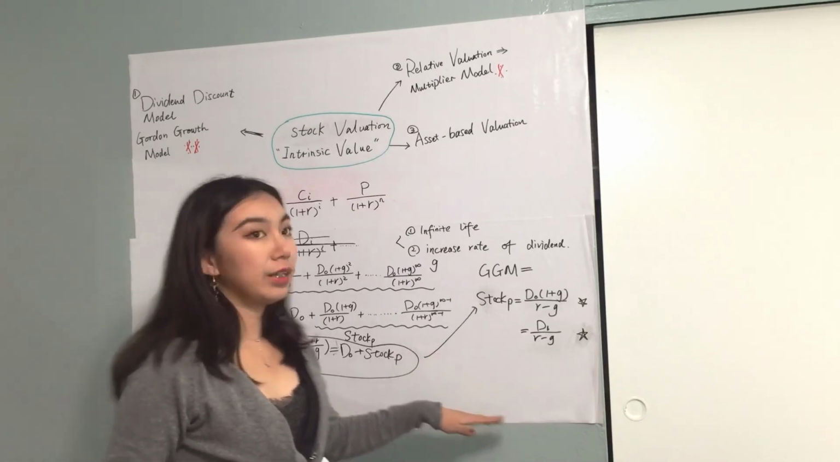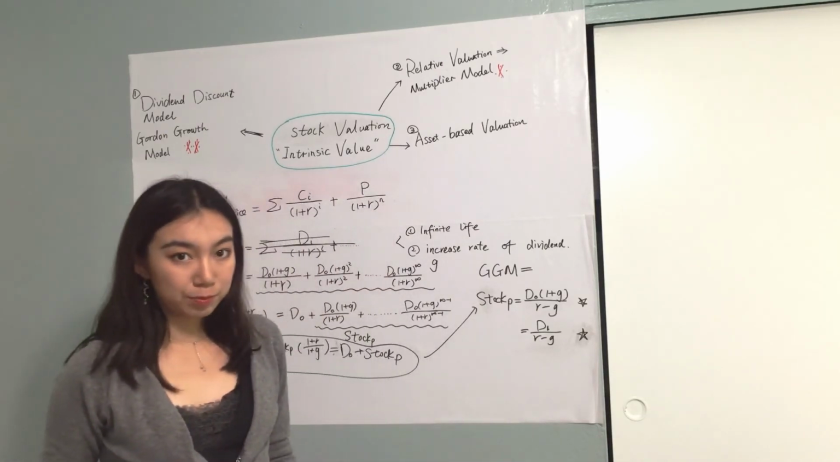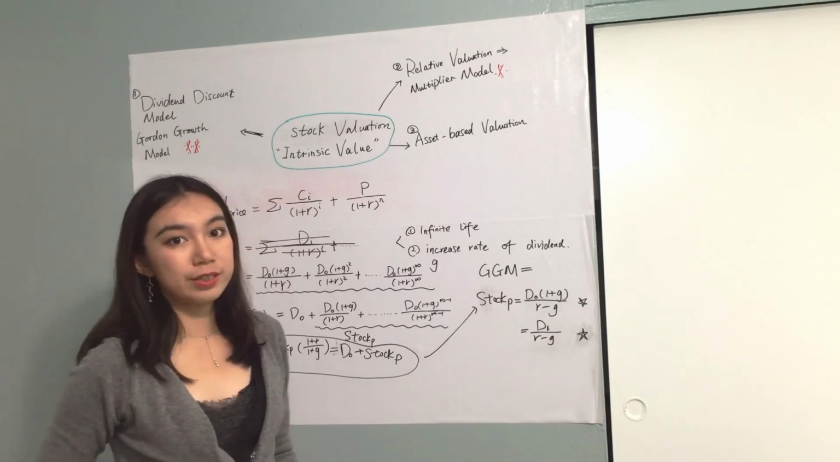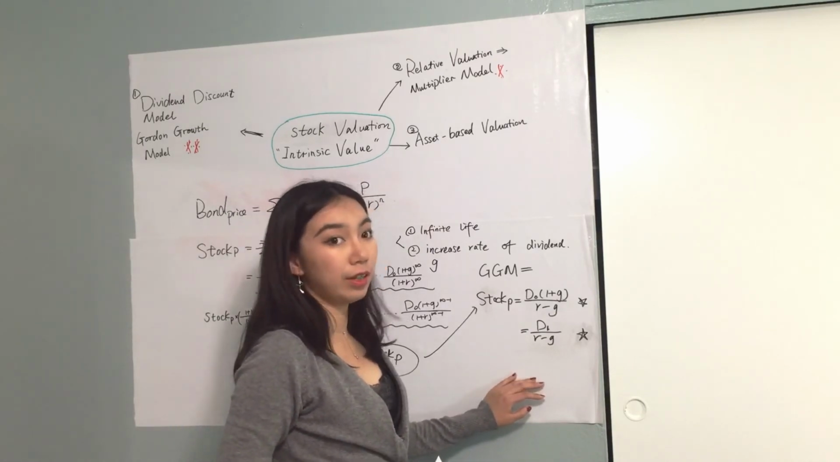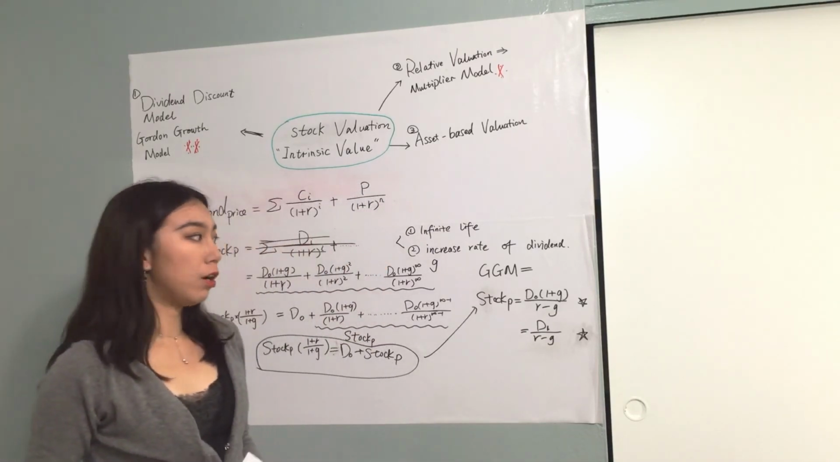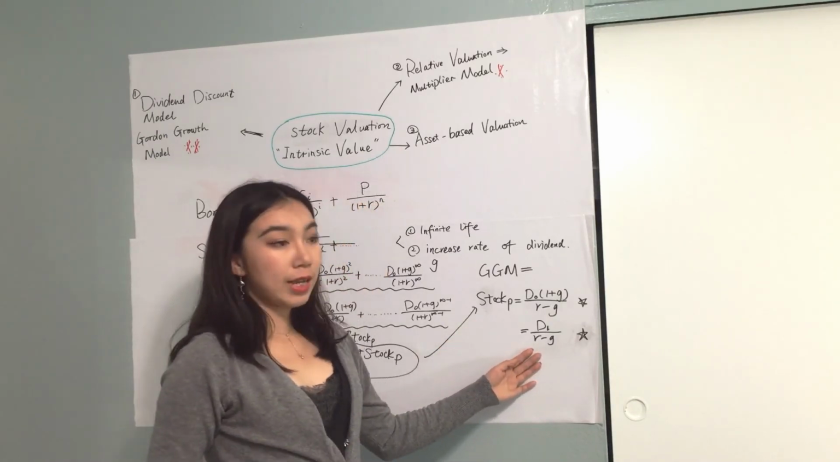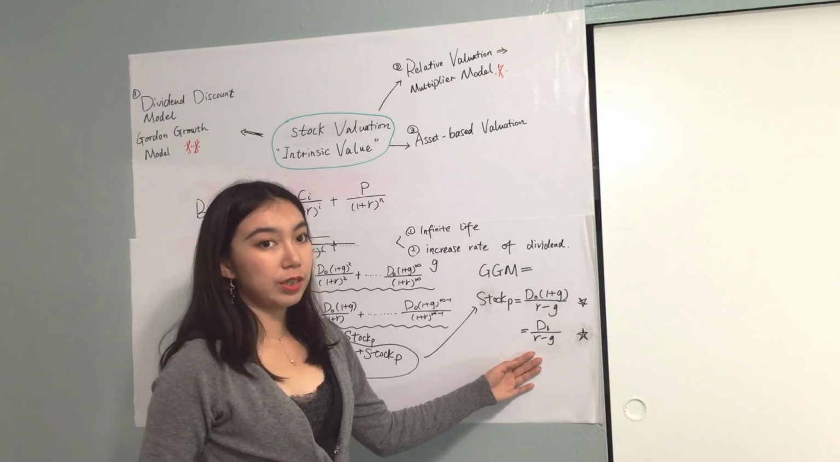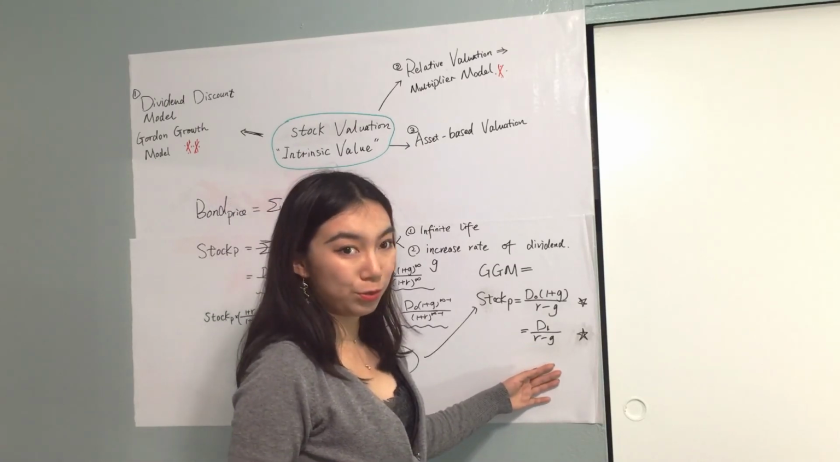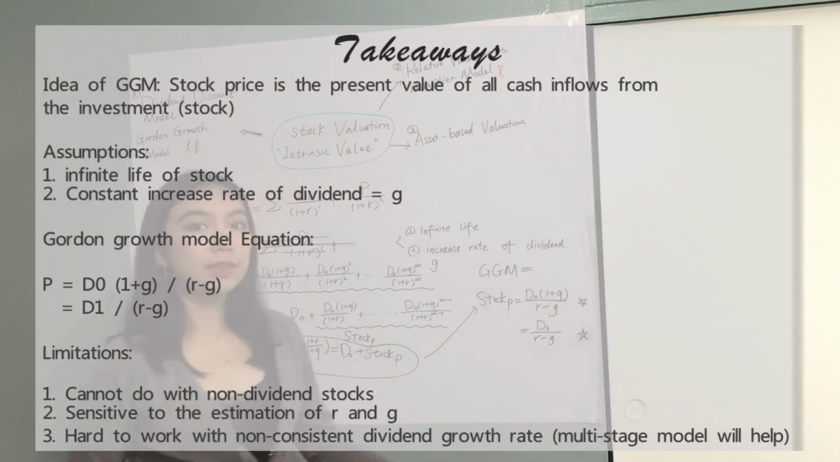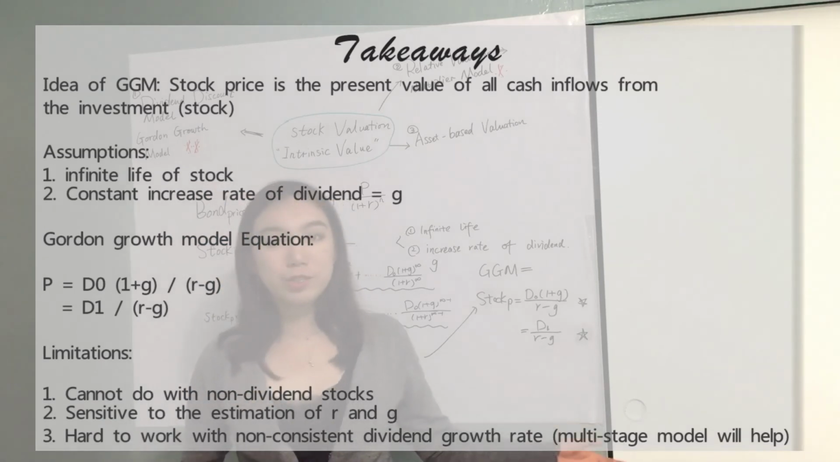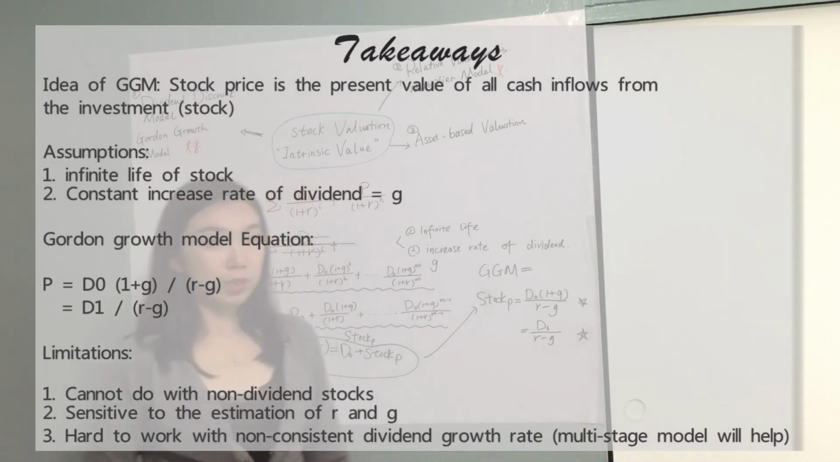We can also see that the Gordon Growth model has some limitations: it cannot calculate non-dividend stocks, and the stock price can be very sensitive to the estimation of the discount rate as well as the dividend growth rate. Next time I will talk about some changes and extensions of the Gordon Growth model.